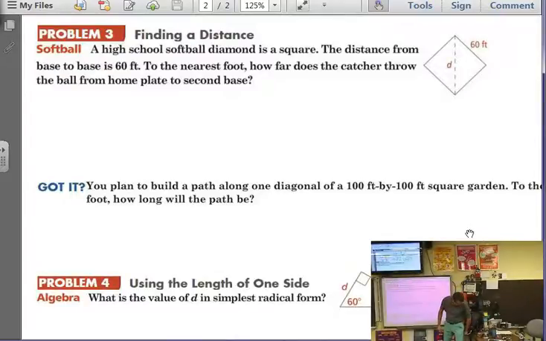So, we have a softball diamond here. That's cool. What just happened?